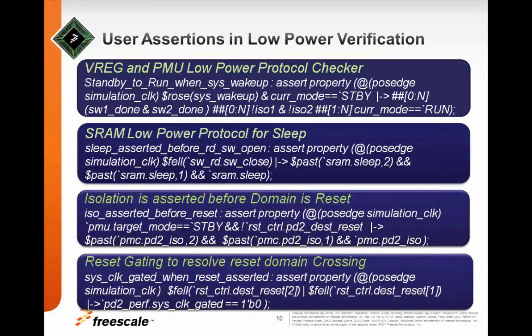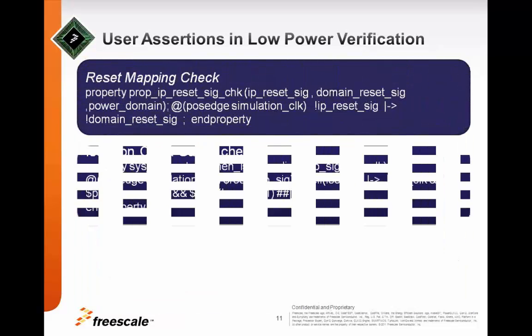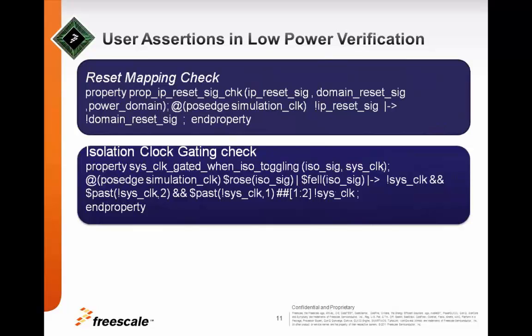Then we have the assertions for isolation and reset sequencing checks, as well as the reset domain crossing assertions, which we just discussed. We also have assertions for reset mapping checks, wherein we check that the reset of each IP is mapped as per their low power domain to ensure the correct power up behavior. Then we also have the isolation clock gating checks, which ensure that the system clocks are gated during the isolation assertion and deassertion.